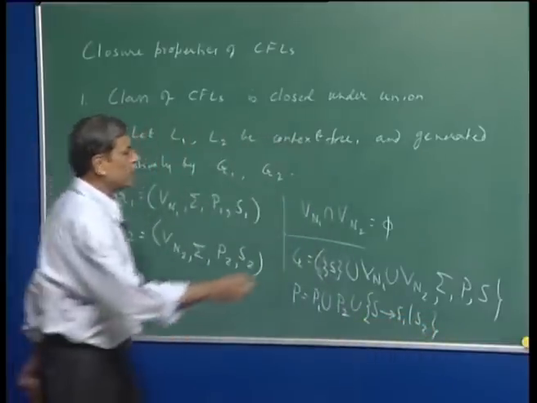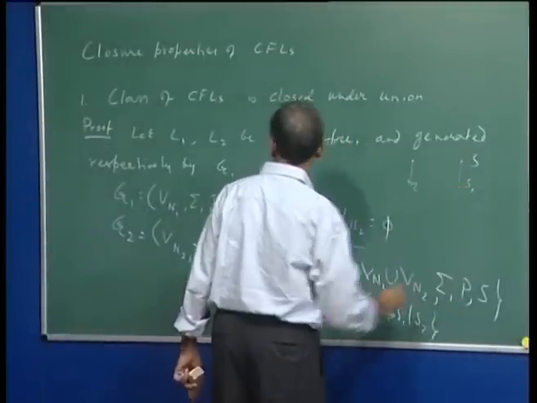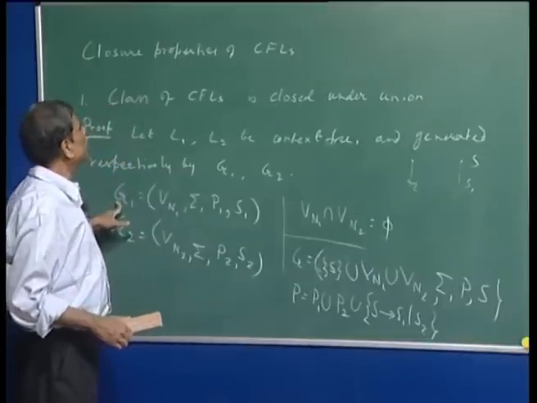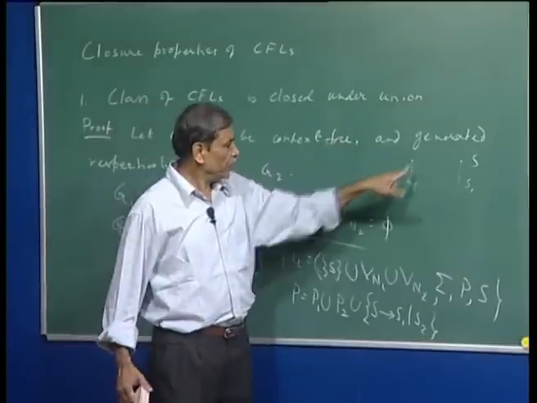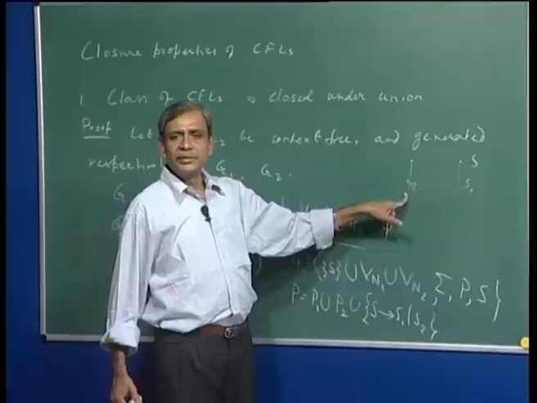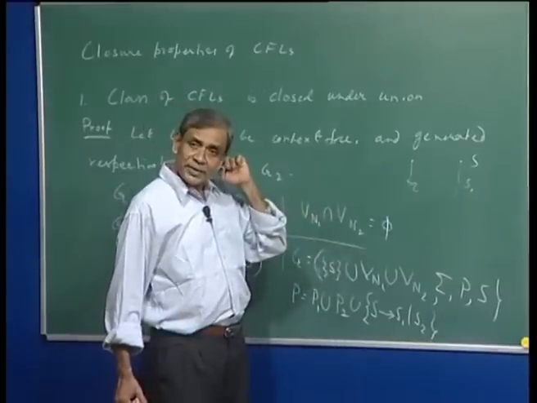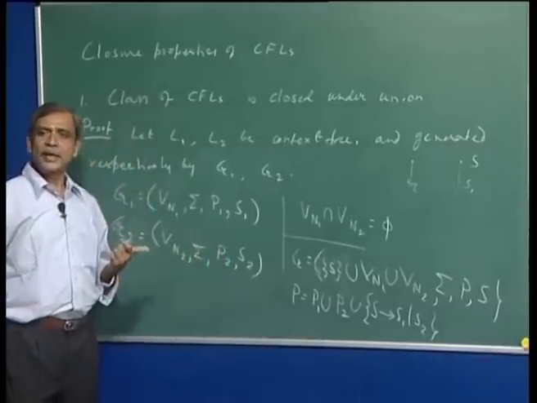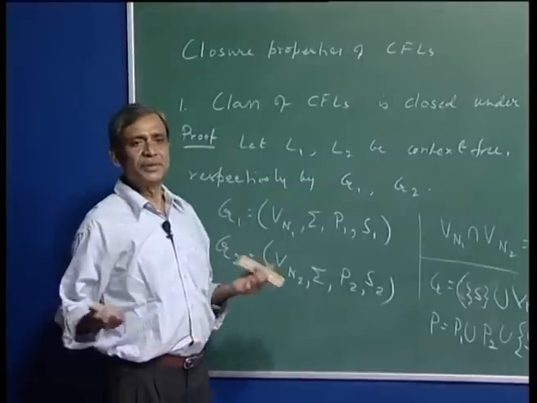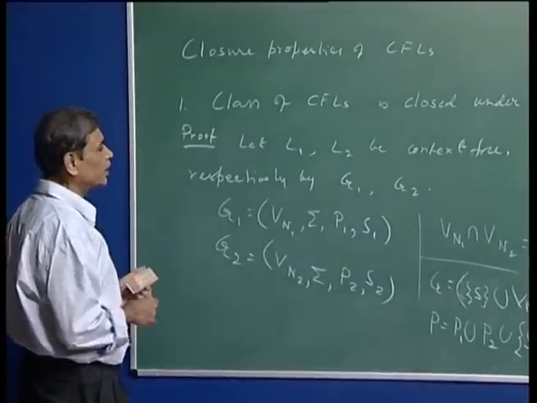So, what is happening? You start this grammar G with the symbol S, and this S can be rewritten as either S1 or S2. If you rewrite as S1, you use the grammar G1 and you can generate any string of L1. Similarly, if you first rewrite S by S2, then you can generate any string of L2. So, therefore, together it means that from S you can generate all strings of language L1 as well as all strings of the language L2, which is precisely the union language. So, therefore, the class of CFLs is closed under union.